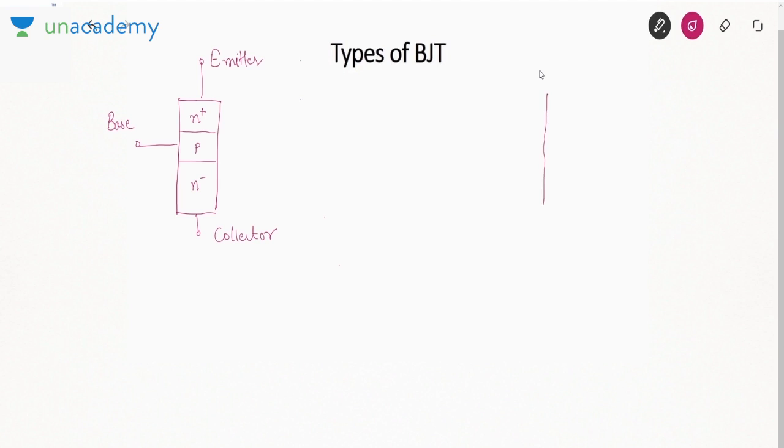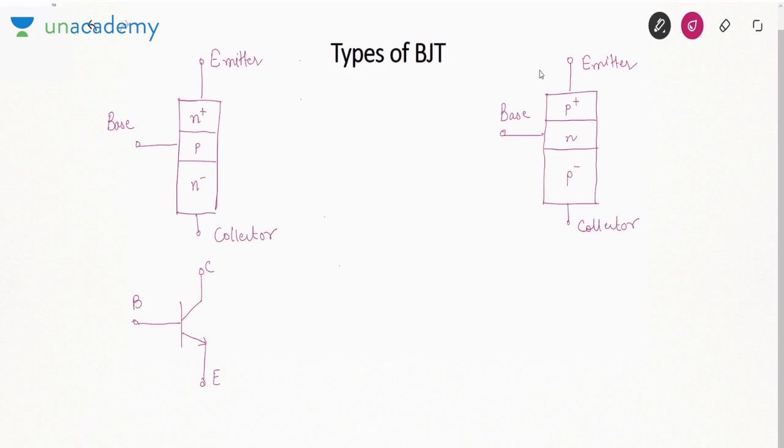The other possibility is if we interchange the P and the N regions, that is emitter is P type, then base is N type, and collector is again P type. Emitter, base, collector. Okay. Now, when we draw it in a circuit, then the representation is like this. This terminal is called collector, emitter, and base. Similarly here, base, collector, emitter. Now you see the terminal with the arrow is called emitter.